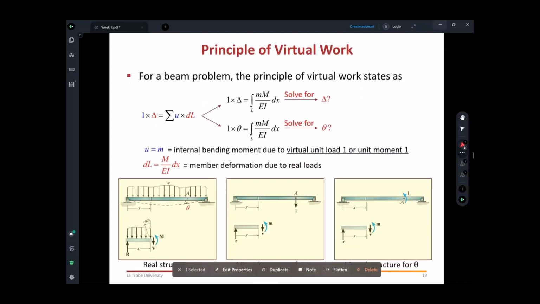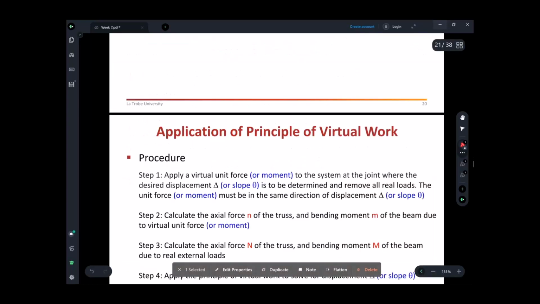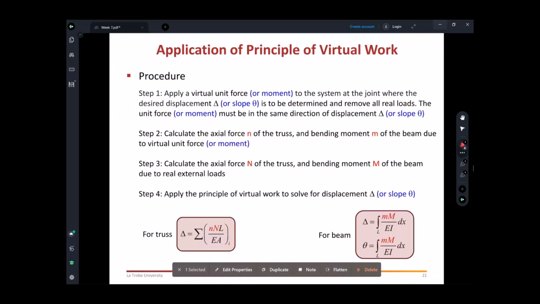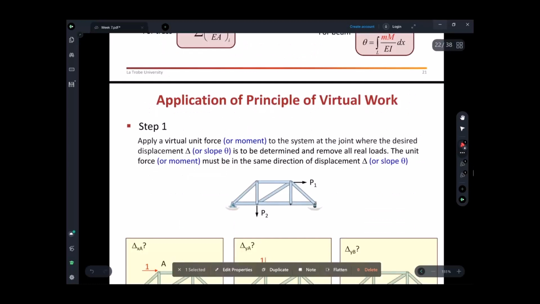For the beam, same thing, external work equal to internal work, and we can solve for either displacements or rotations, right? If you want to find the rotations, you need to apply the unit moment in the direction of the rotation that you need to find. So very simple method. Steps I will not show you because once I take an example, you will know what steps we are taking.